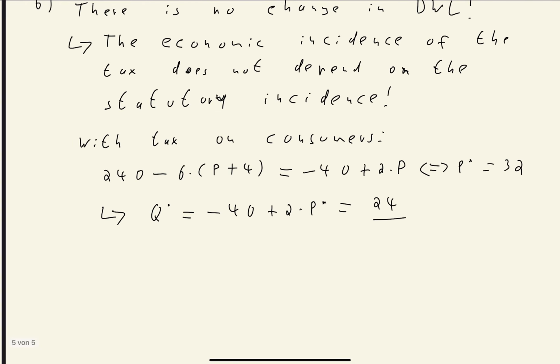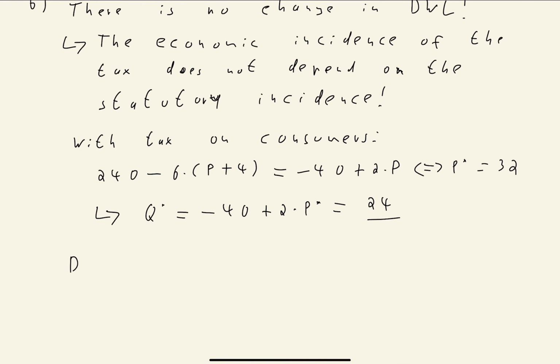So now the deadweight loss again. The deadweight loss is 1/2 times the tax, which is still $4, times the change in quantity. Before the tax we had 32, now we have 24. So let's write it down explicitly: 32 minus 24, and then this is equal to 12. So there is no change in the deadweight loss due to a change in the statutory incidence.